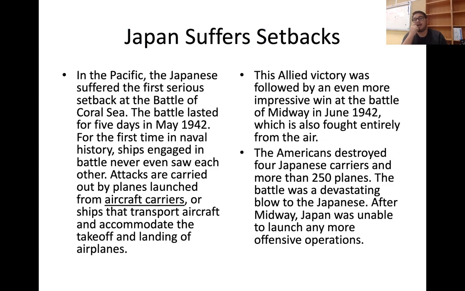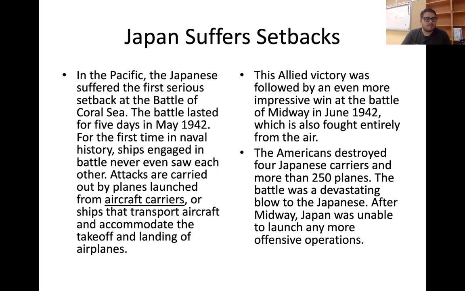So Japan suffers setbacks. In the Pacific, the Japanese suffered the first serious setback at the Battle of Coral Sea. The battle lasted for 5 days in May of 1942. For the first time in naval history, ships engaged in battle never even saw each other. All right, that's huge. There's going to be two ships who are fighting who aren't close enough to see each other.